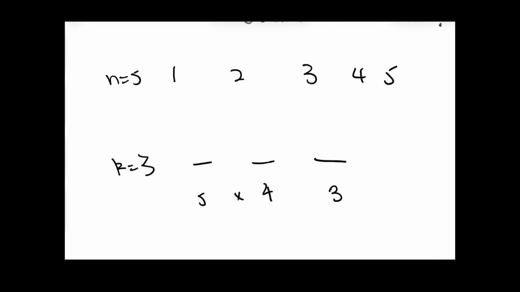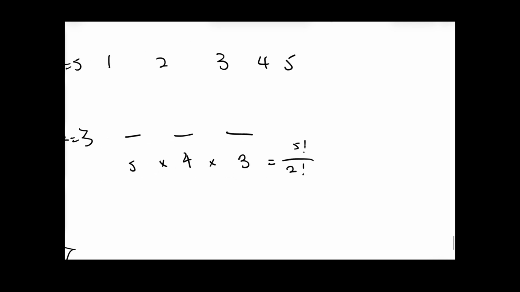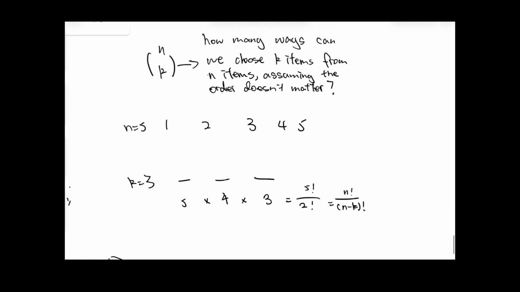So the total number of possible arrangements would be 5 times 4 times 3, which is equivalent to 5 factorial over 2 factorial. And if you write it in terms of n and k, it's going to be n factorial over n minus k factorial. So this is the total number of possible ways that we can arrange 5, choose 3 numbers out of 5. But here's the catch. We said assuming the order doesn't matter.